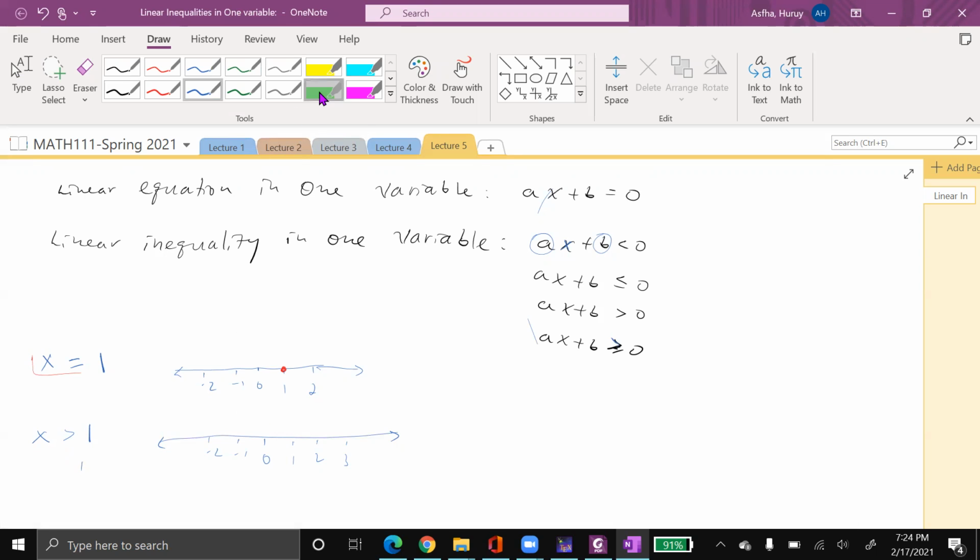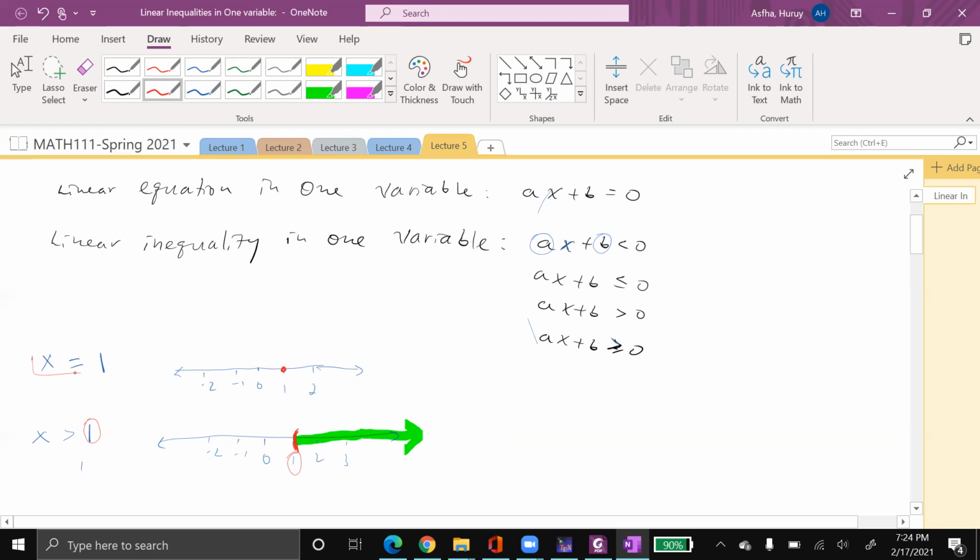Therefore, I will use this: all numbers to the right of 1. We use this arrow to show this goes to infinity. And here I put this parenthesis to show that the number 1 itself is not included in the solution set. But all the rest, all the numbers represented by this green arrow, make this statement true.